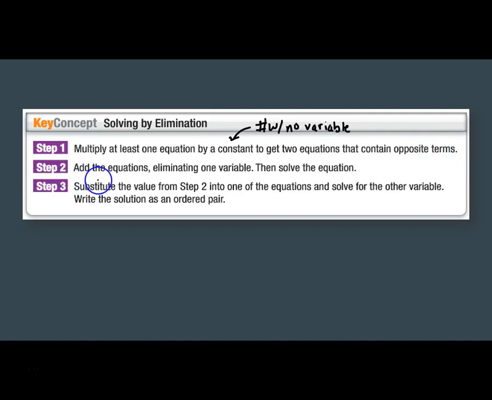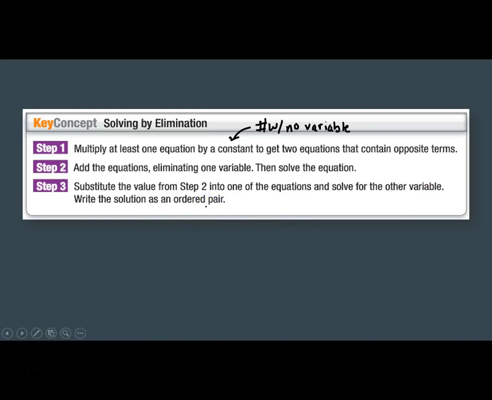Step 2, we need to add the equations eliminating one variable. Then solve the equation. Elimination, we're talking about when we add them together, one variable just goes away because when you add them together, it equals 0. Then step 3, we need to substitute the value from step 2 into one of the equations and solve for the other variable. Then write it as an ordered pair.